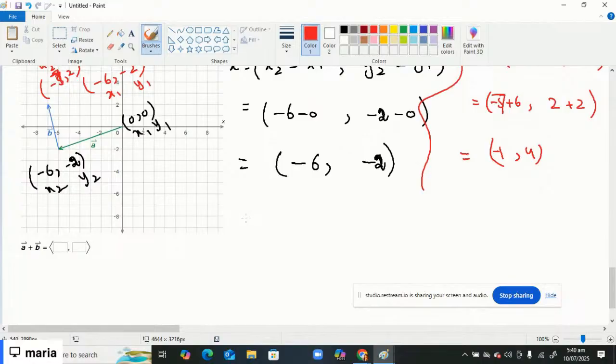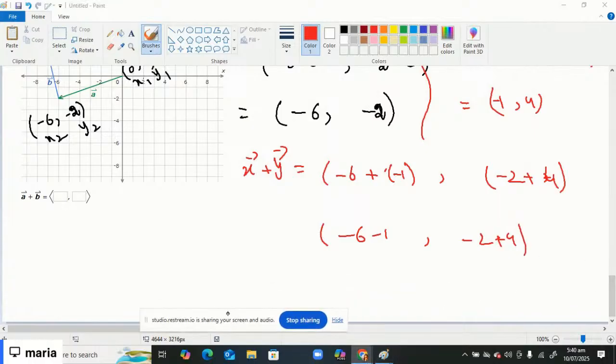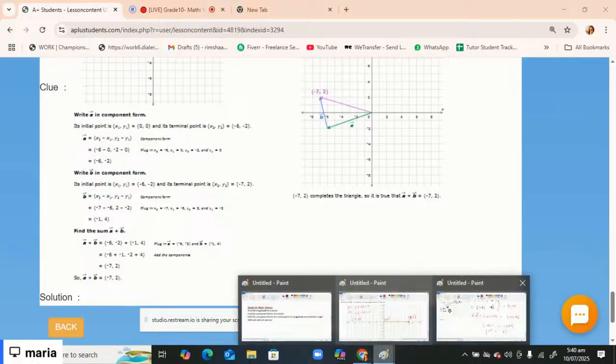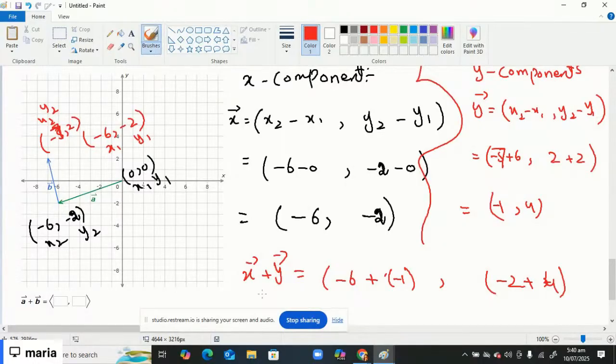Now for adding the x component plus the y vector. So minus 6 plus minus 1, minus 2 plus 4. So minus 6 minus 1, minus 2 plus 4. So this is minus 7 and this is 2. So let's see, minus 7 and 2, and that is the right answer. This is the proper way to find first the x component, y component, and then just addition. Hope you guys understand this lesson.